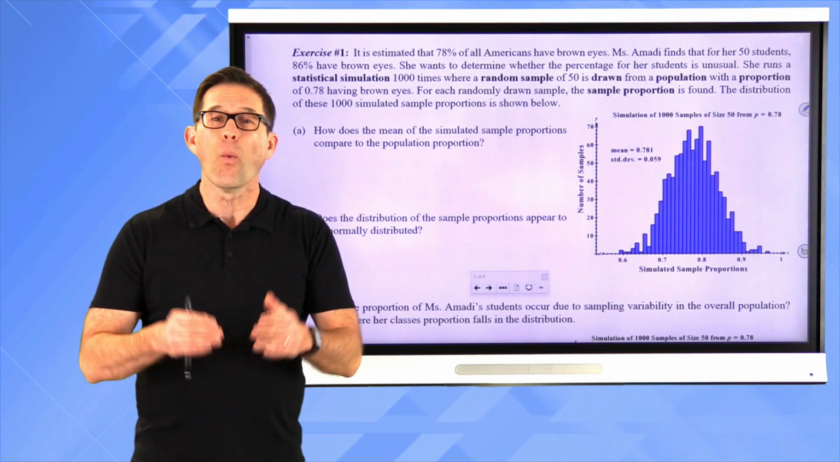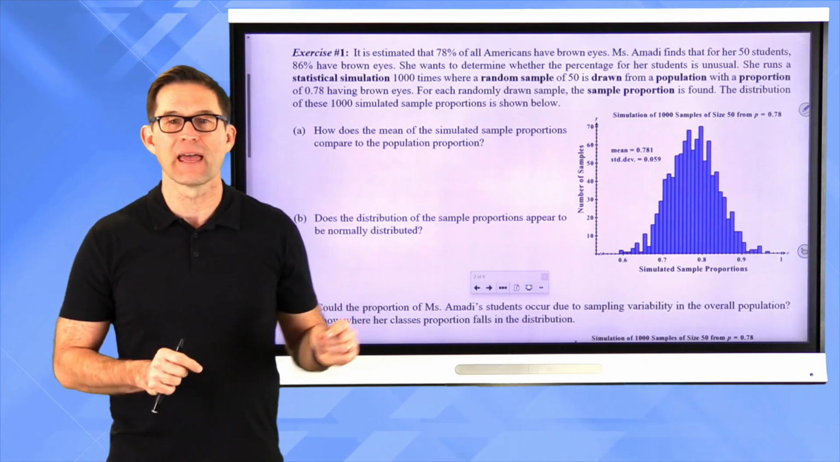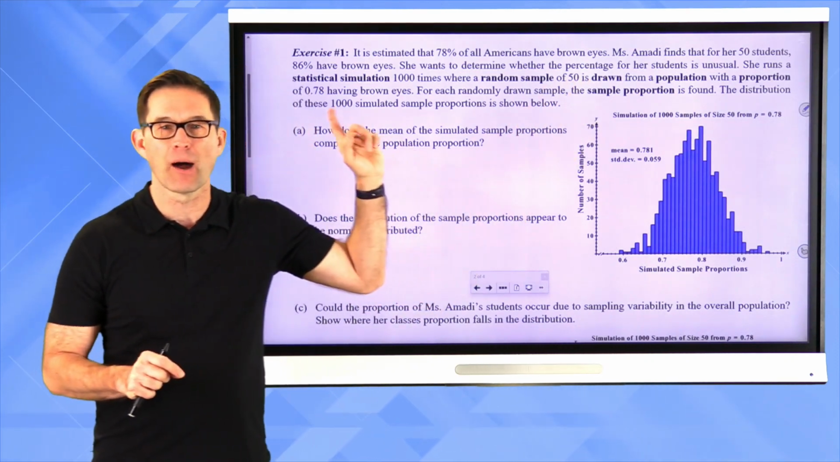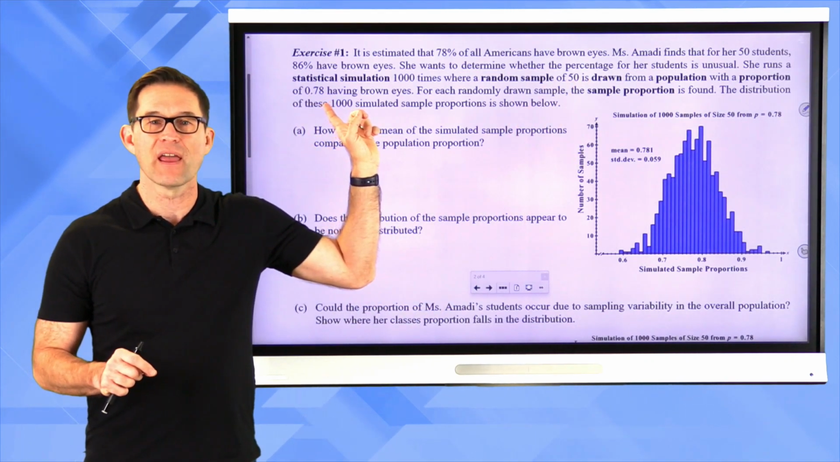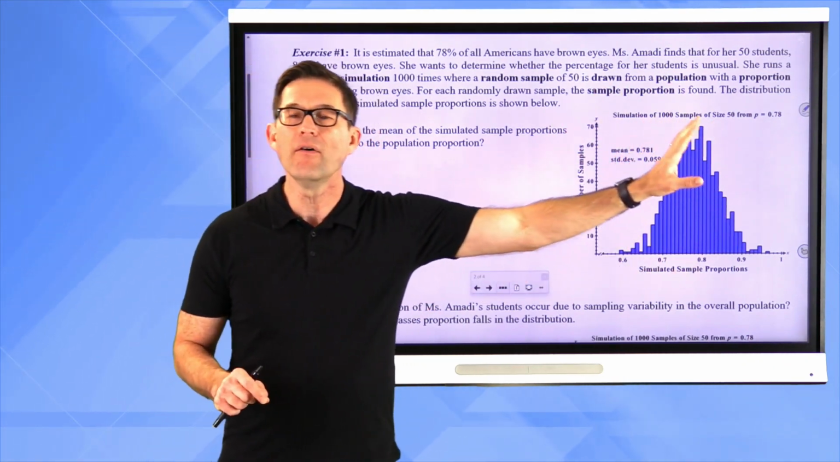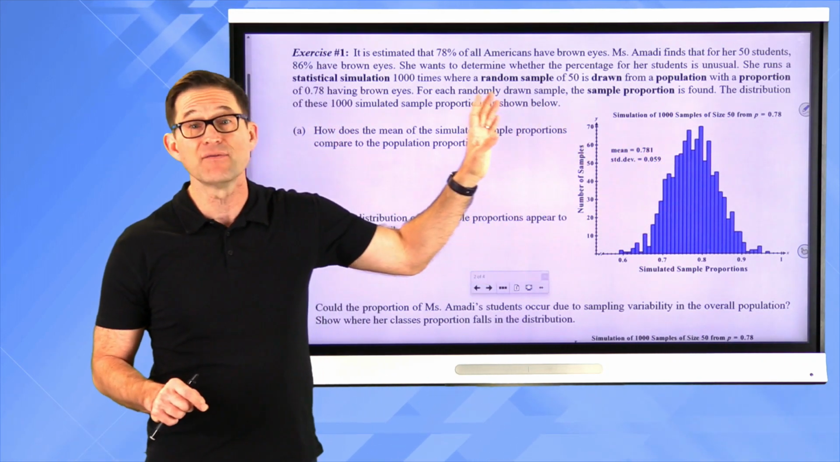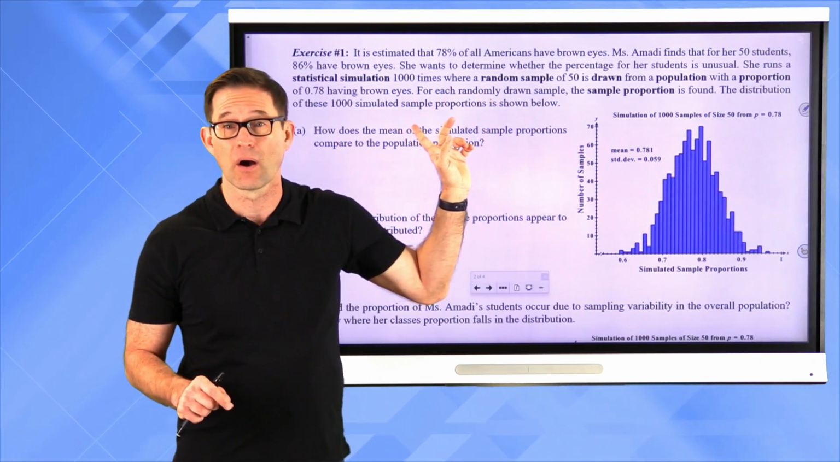Now, we do that 1,000 times. So we draw 1,000 samples of size 50 from this population having 0.78 having brown eyes, and this is the distribution of those sample proportions. And there's a ton of them because I've done it 1,000 times, all right?